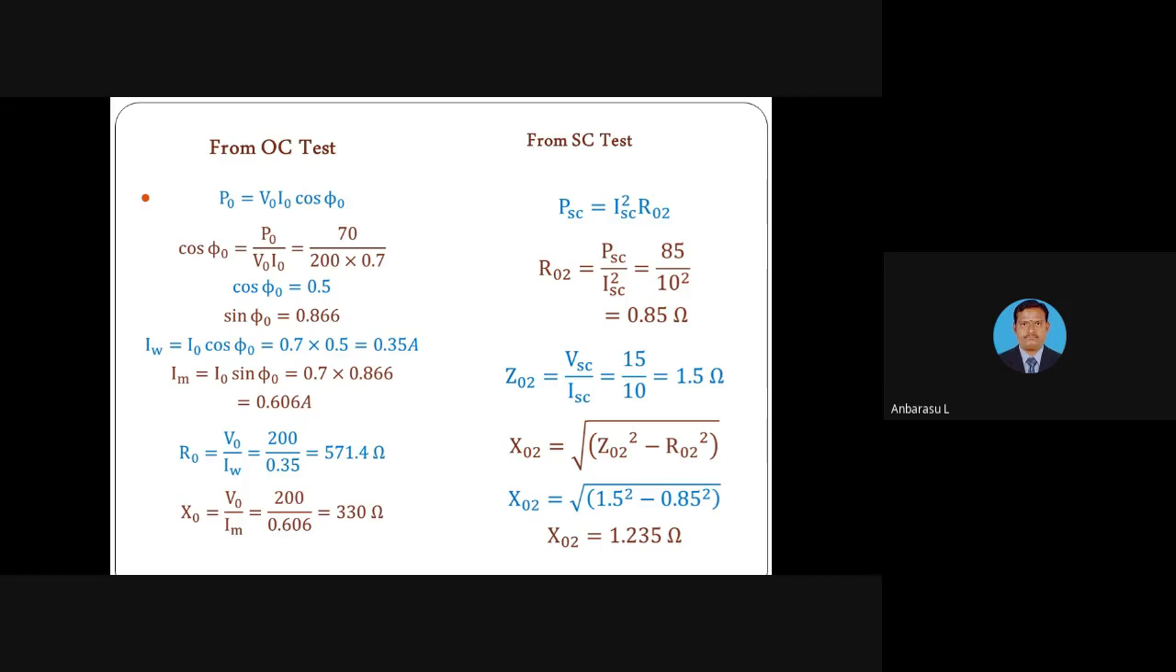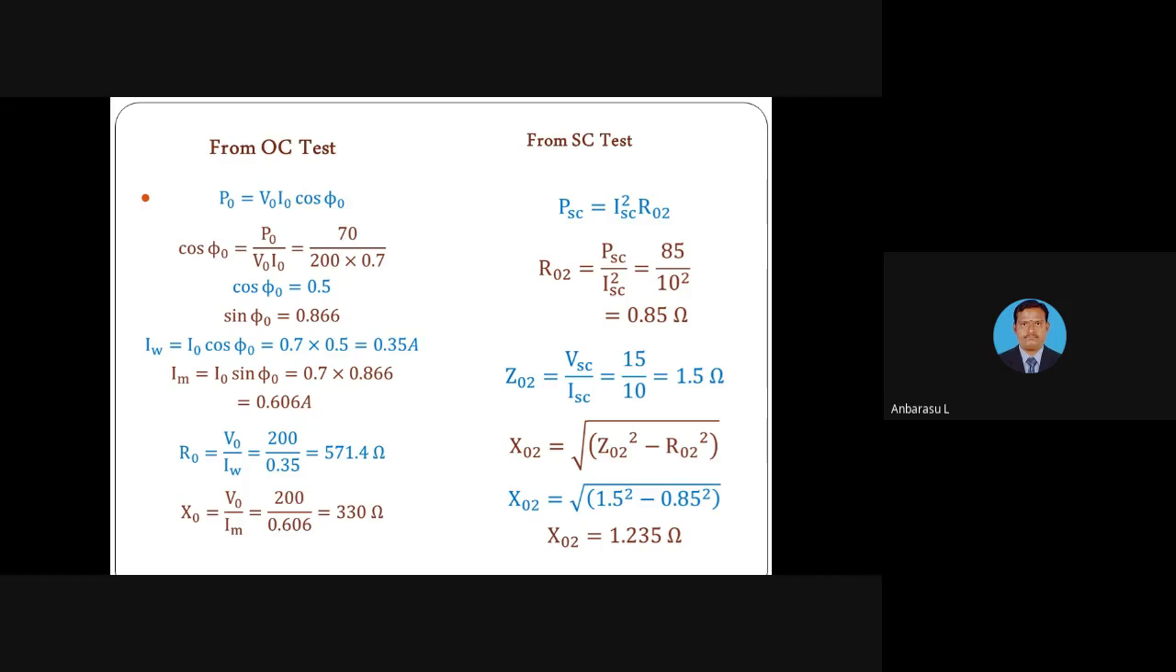Then the no load parameters: R0 equals V0 by IW. V0 equals 200 volts, from the given data of the transformer, and IW equals 0.35. Then R0 equals 571.4 ohm. Then X0 equals V0 by IM, where V0 equals 200 and IM equals 0.606. Then the X0 value equals 330 ohm.